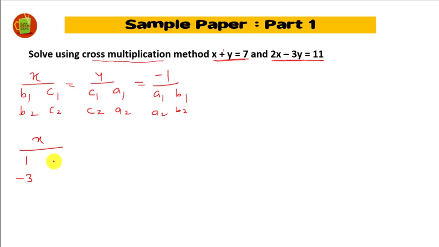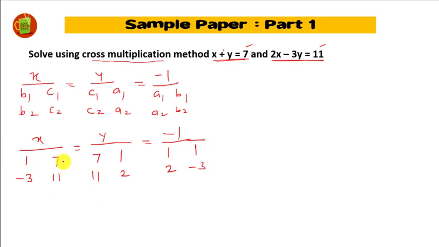Now we write c1 c2. So what is c1 c2? c1 c2 are the constant terms, so those are 7 and 11. So here we write 7 and 11, which is equal to y upon c1 c2 again, 7 and 11. And a1 a2 means the coefficients of x, that is 1 and 2. So it will be 1 and 2, which is equal to minus 1 upon, again a1 a2, that is 1 and 2, and here b1 b2, which are 1 and minus 3.